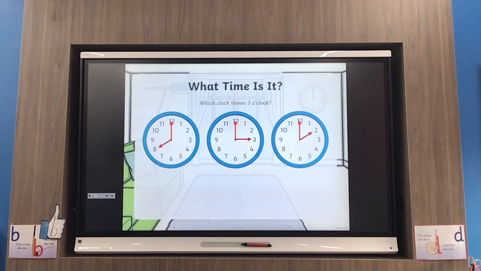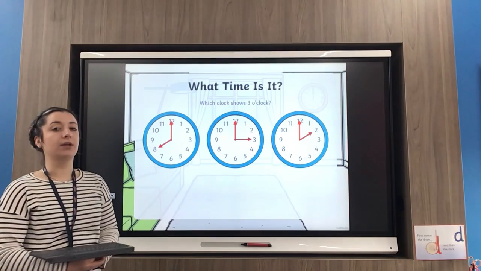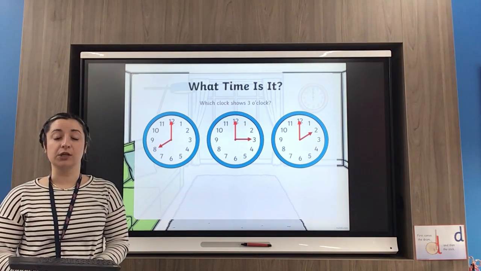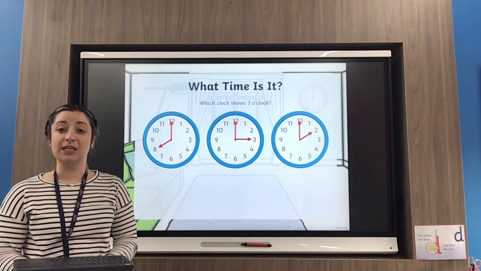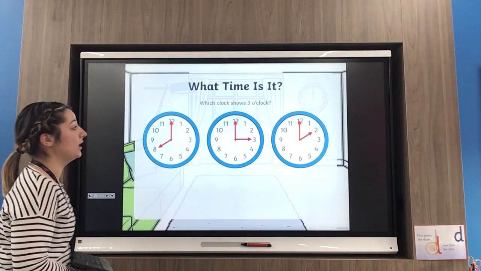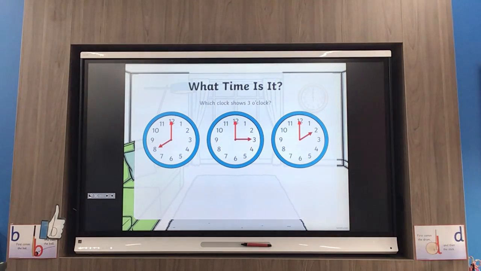Okay, so this is the time that we go home, and so we all can recognise this time. Which of the clocks shows that it is 3 o'clock? Okay, so we know that all of the minute hands are pointing to 12. We need to be focusing on the hour hands. Which one is pointing to 3 o'clock? Okay, so well done if you got the middle clock, because that is the correct clock.